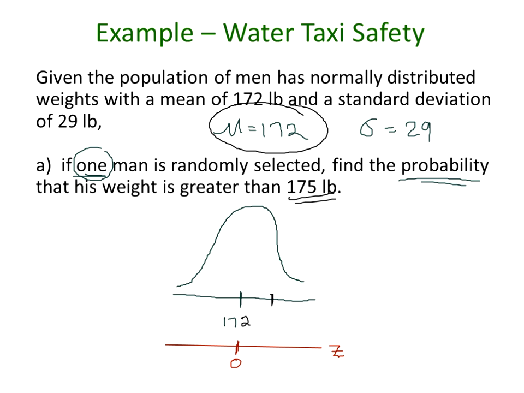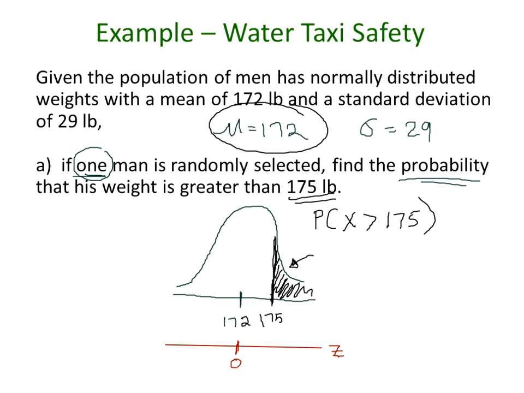So 175 is located to the right of the mean. So we want to find the area that is to the right of 175, the probability that the weight is greater than 175 pounds. And the mean, again, is in the middle, but the mean that was given to me was 172, so I had to correct that. All right, so we need to find this area.